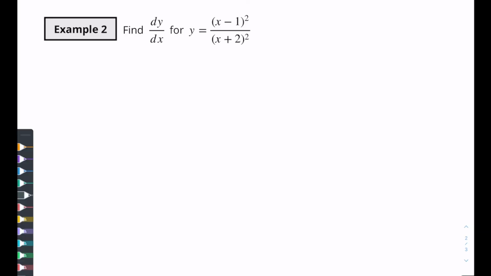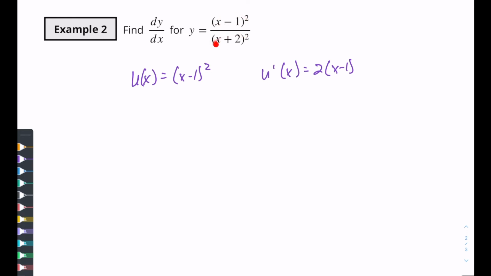Let's look at one more example, and then we'll call it a video. Call it a day, call it a video. All right, so we've got dy of dx. Find dy of dx for this function here. U of x is x minus 1 squared. U prime of x is equal to 2 times x minus 1 to the first power. This is a chain rule.